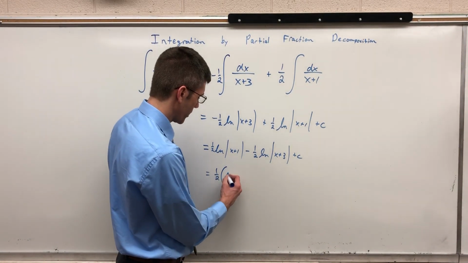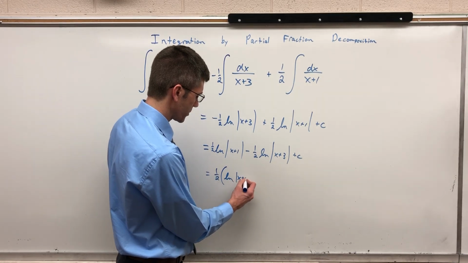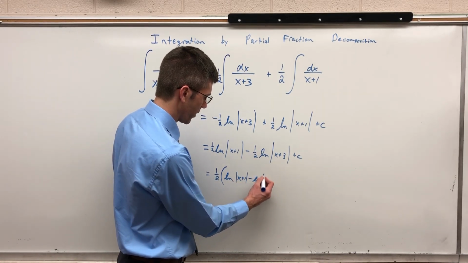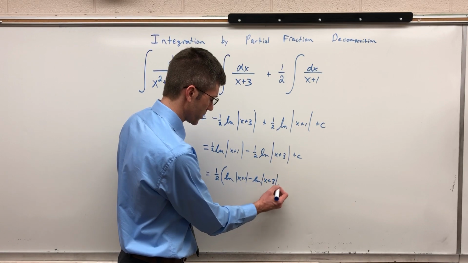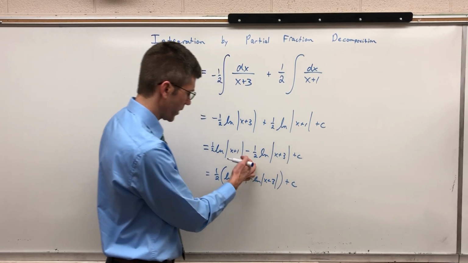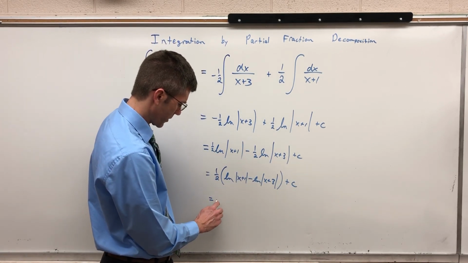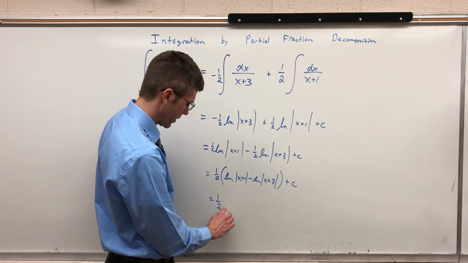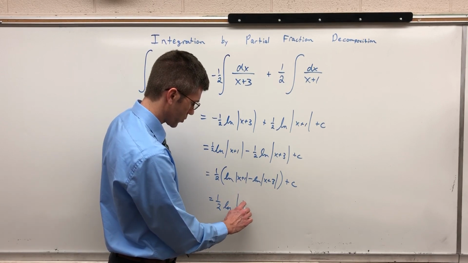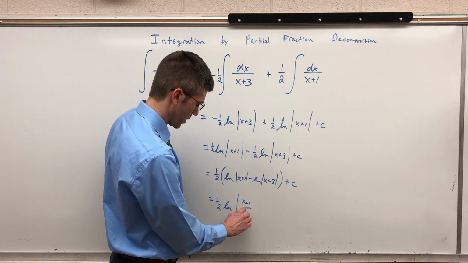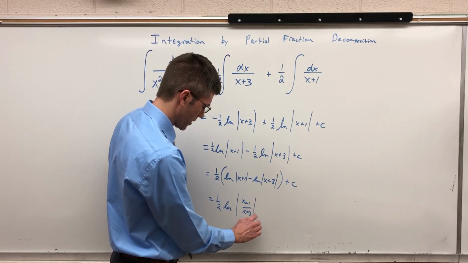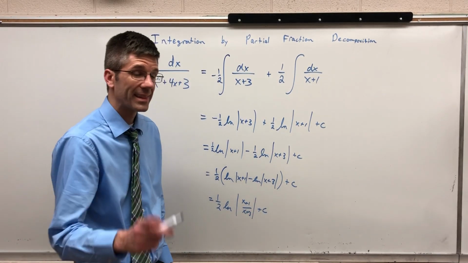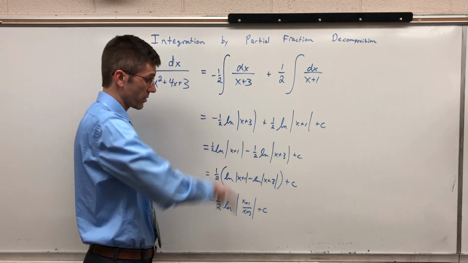So 1/2 ln x plus 1, and in just a second we're going to divide these. Do it all in one step if you want. That's okay. So factor out the 1/2. And that doesn't always happen on these, by the way. So 1/2 ln of x plus 1 over x plus 3, and then plus c. And that's correct. I mean, all these are fine.